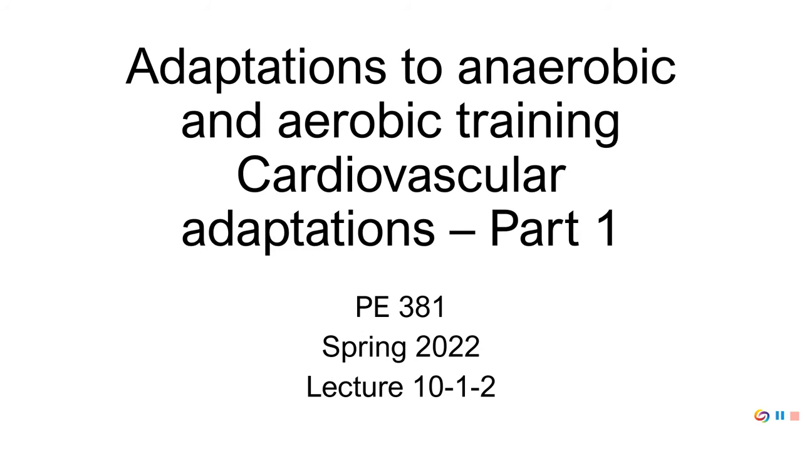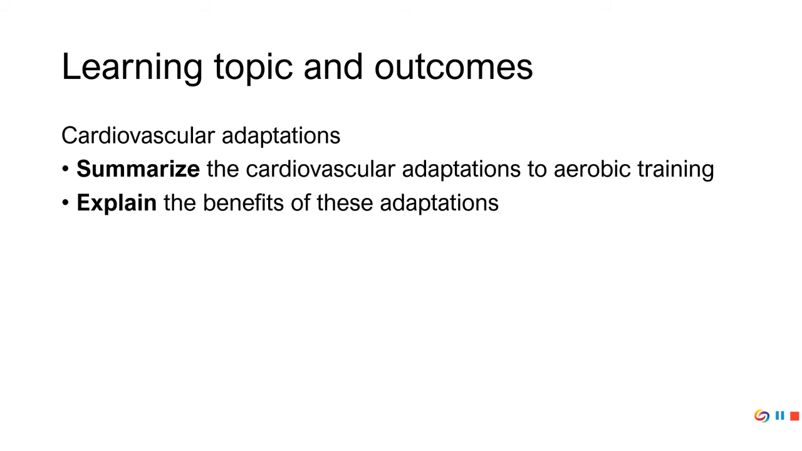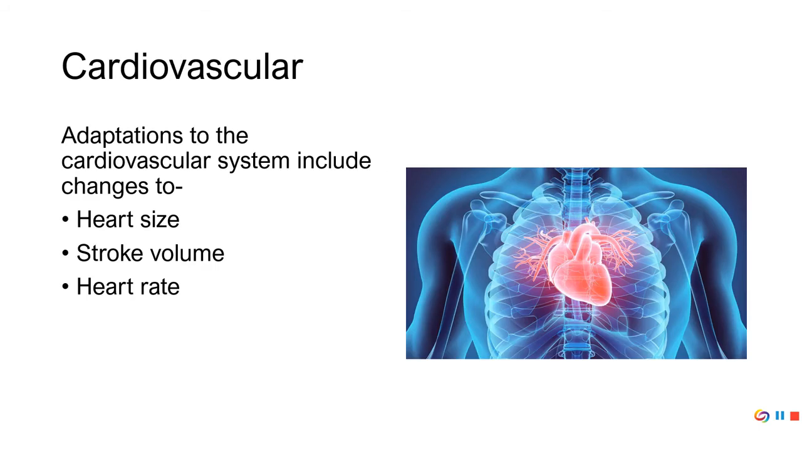So the rest of today, we're going to focus on actual adaptations that occur in the cardiovascular system as a result of aerobic training. For this lecture and the next one, we have the exact same outcomes, so just tie this into each of these lectures specifically. Ultimately, we're making changes to the cardiovascular system with aerobic training. And these three areas that we can change or improve are heart size, stroke volume, and heart rate.